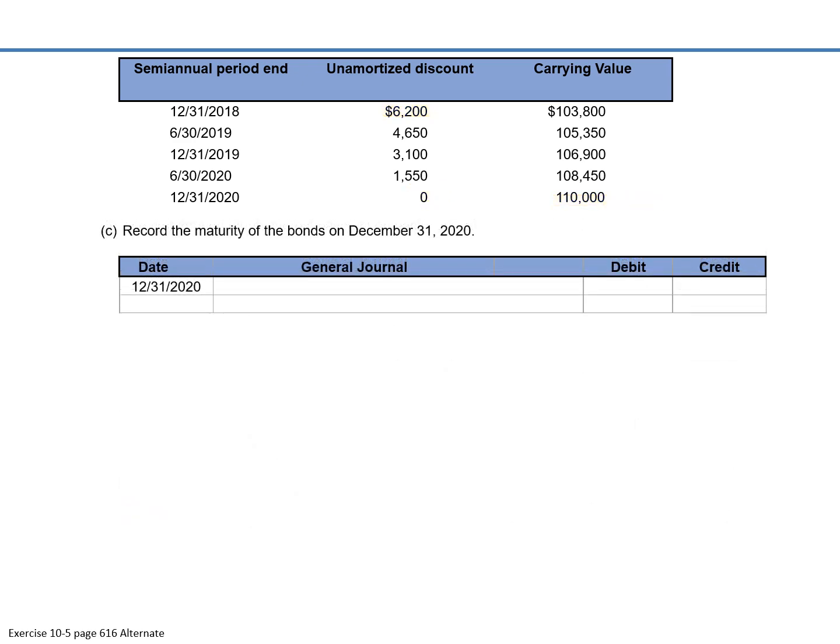What about the maturity? When the bond matures, we're going to pay our bondholders back, right? So we reduce our bond payable, and we do that with a debit. We reduce our cash, credit. Okay?